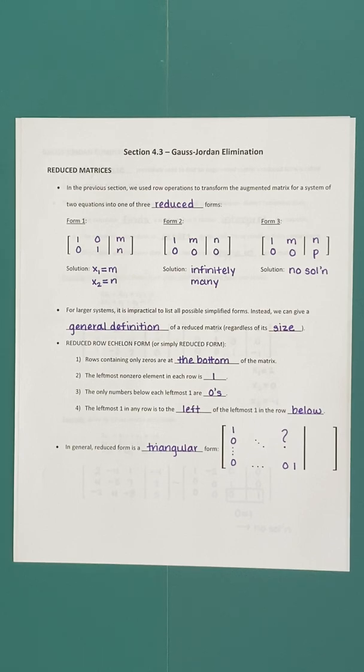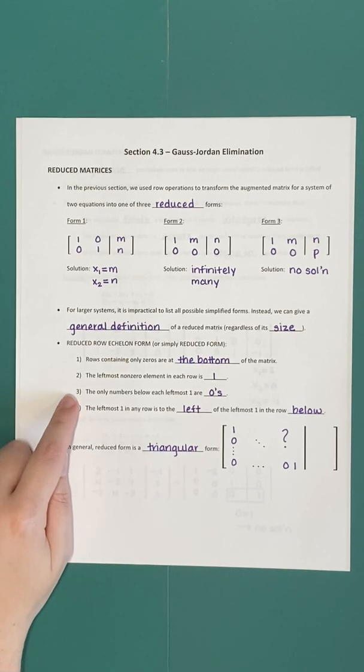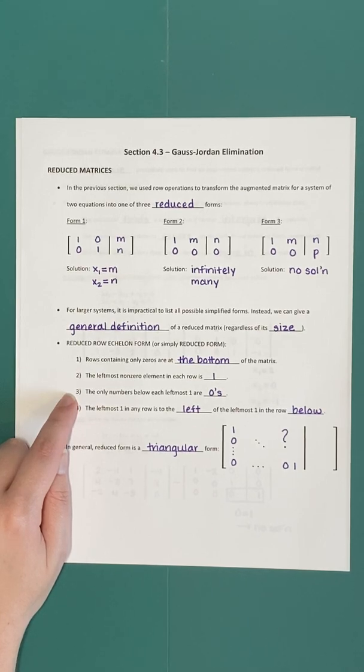So remember, that's like multiplying by the reciprocal. If it's a 2, if we multiply the whole row by 1/2, well then that changes that 2 to a 1. Ultimately, the goal is to make sure that all of the operations that can be executed have been executed, and we have the matrix as far reduced as it can go without ultimately undoing any of the work we've already done. Okay, third requirement, the only numbers below each leftmost 1 are zeros.